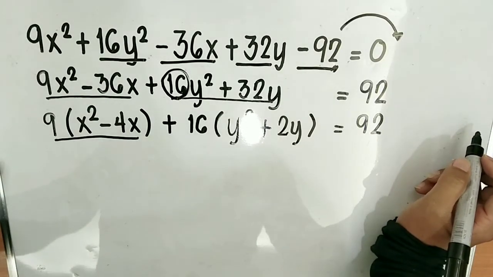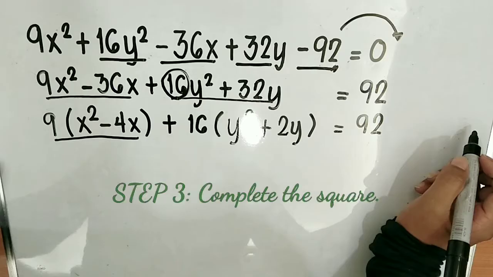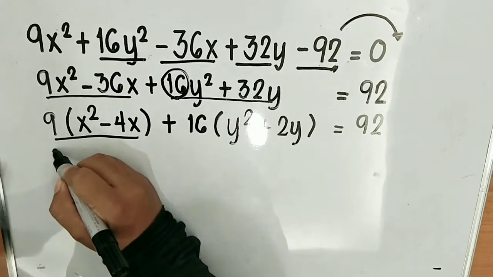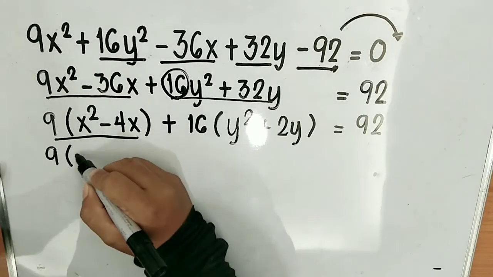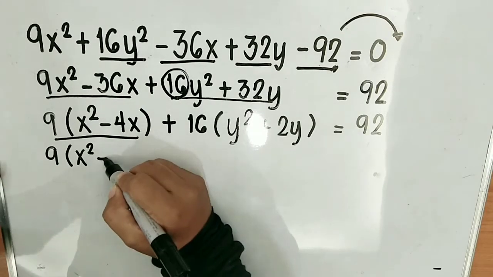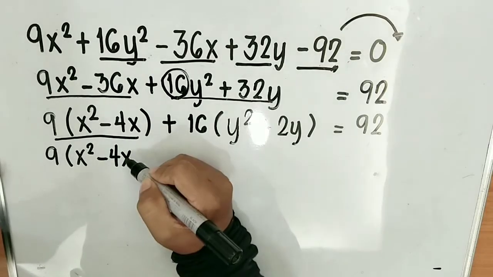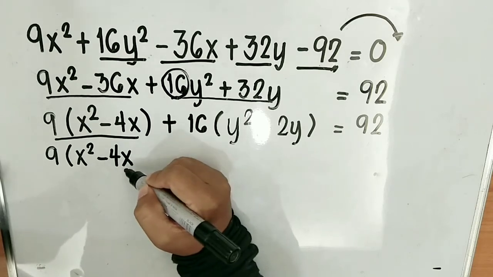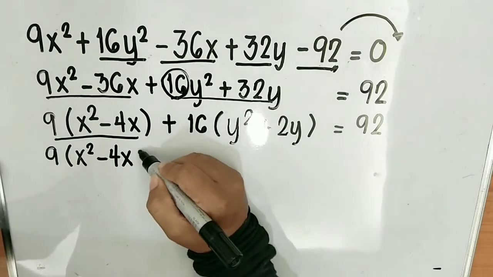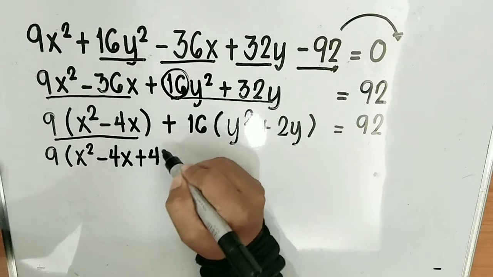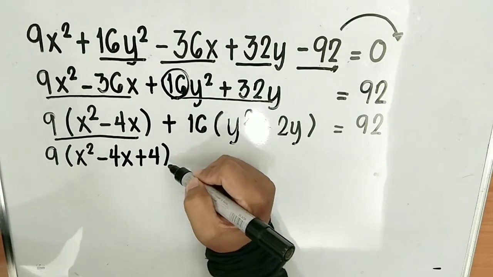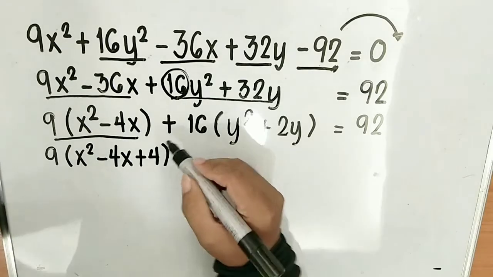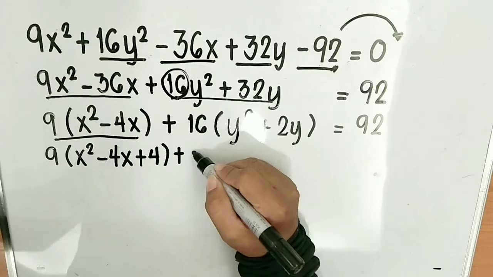So next step, since we already have regrouped them by putting outside the numerical coefficient of the variable that is being squared, next step is we will complete the square. We will complete the quantity inside. So we will copy 9, x squared minus 4x. We will look for the third term by completing the square. So half of negative 4 is negative 2. And negative 2 squared is positive 4. Now, if you are not familiar with completing the square, you review our last discussions because I already taught that one.